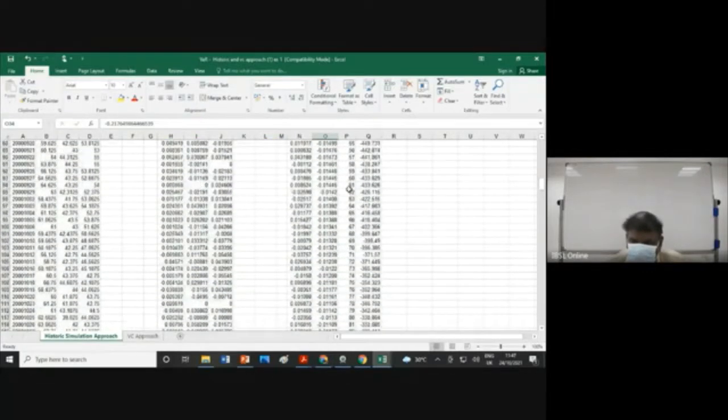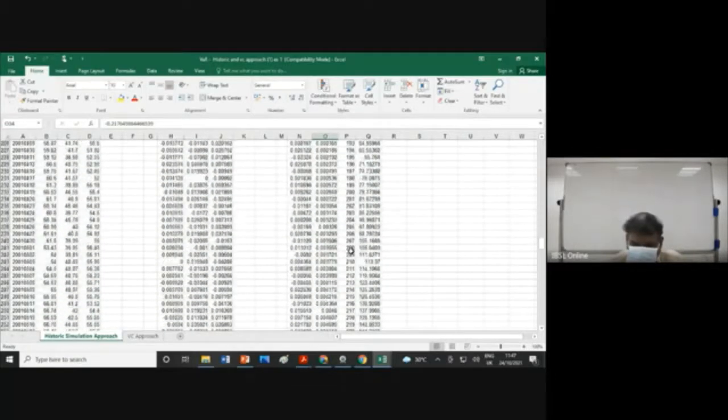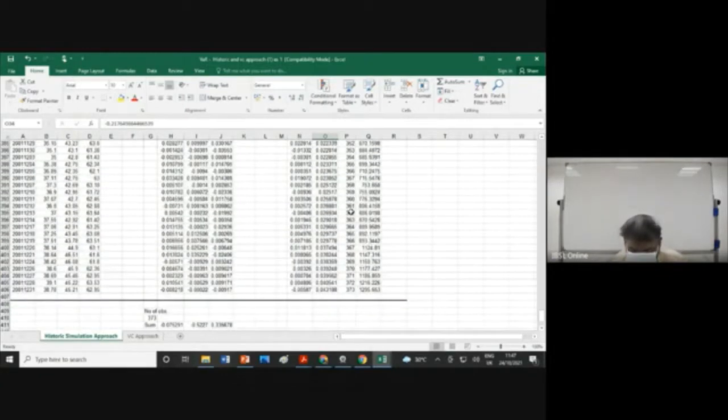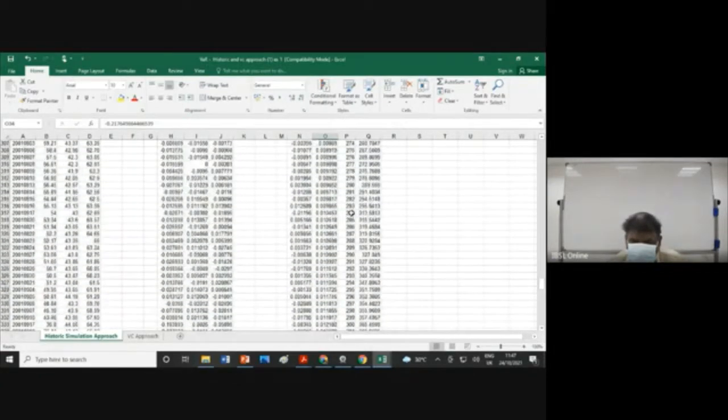So now, please give observation numbers, observation one. From the worst case, the return would be negative 0.21765, and the best case return would be positive 0.043188, which is the 373rd item. So there are 373 returns here.